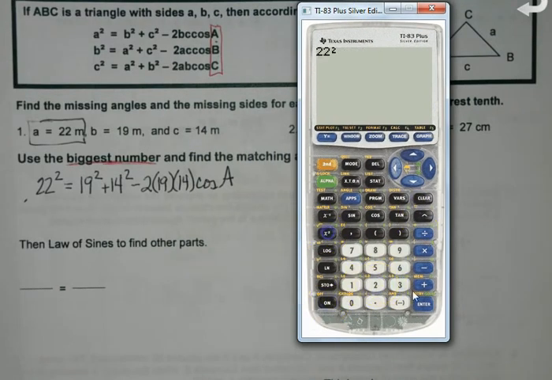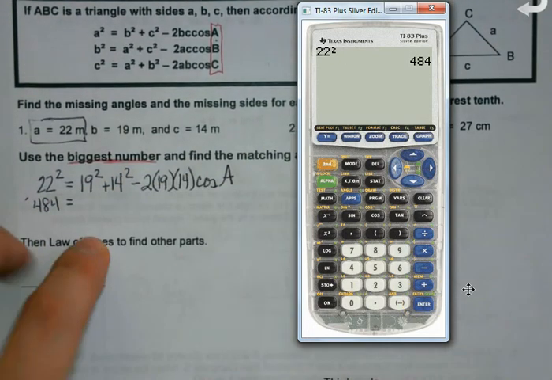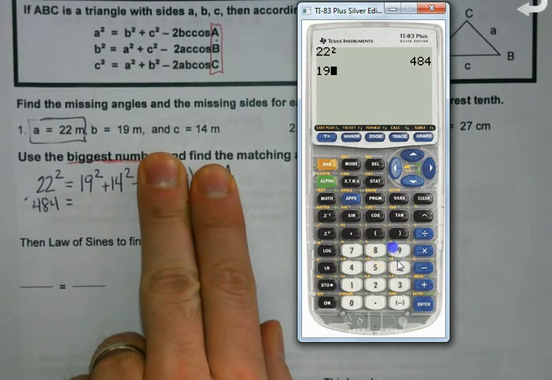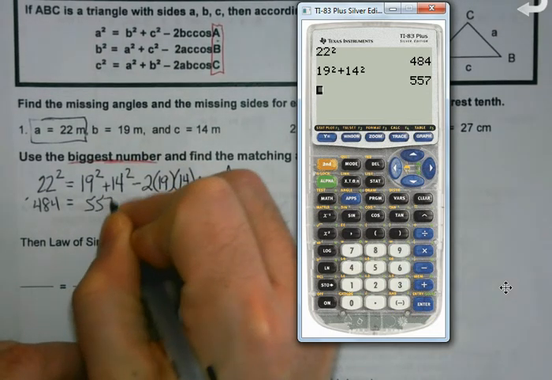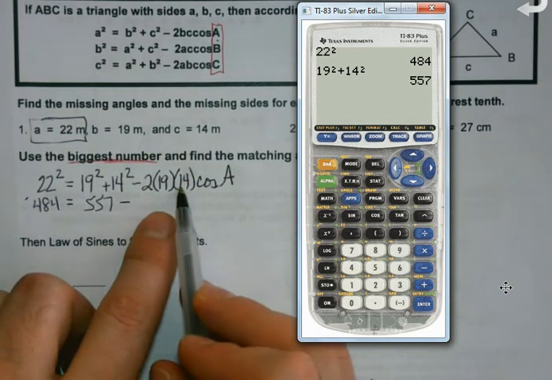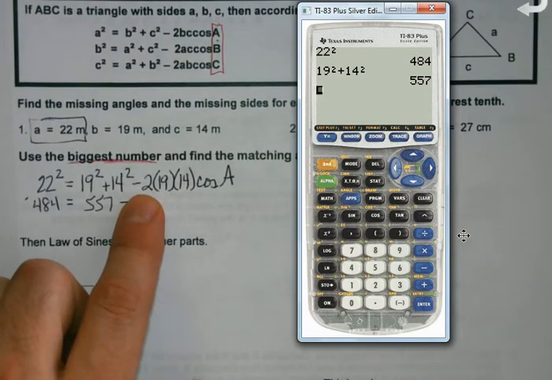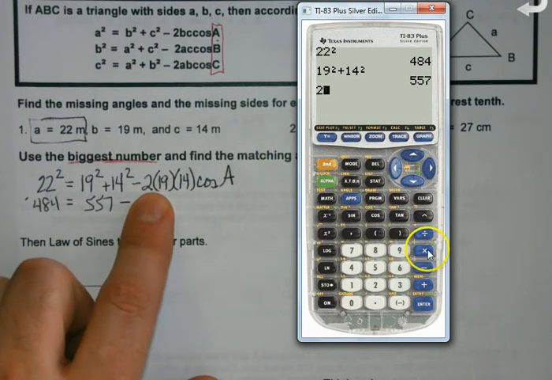All right, so 22 squared, I think, is 484. Okay. Now, I cannot put this whole thing in at once. Just do the sum of the two squares first. And I'll explain why we've got to do it that way in just a minute. So that's 557. And then I'm going to multiply those three things together. So now, whether you look at that as -2, or if you do like I did, I put the minus in right away. If you do put the minus in right away, don't use the negative. If you didn't, then you can.